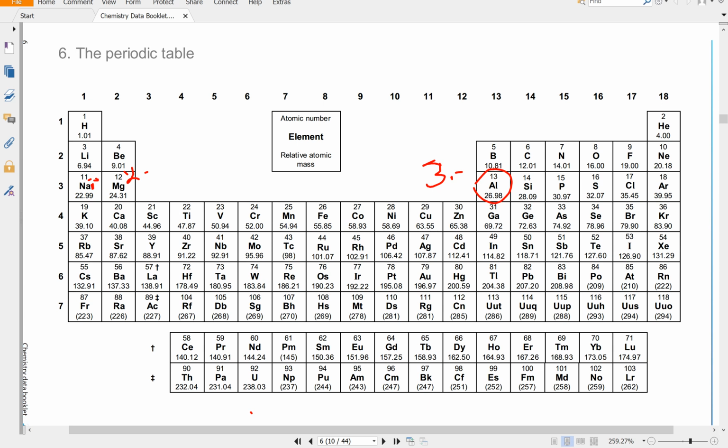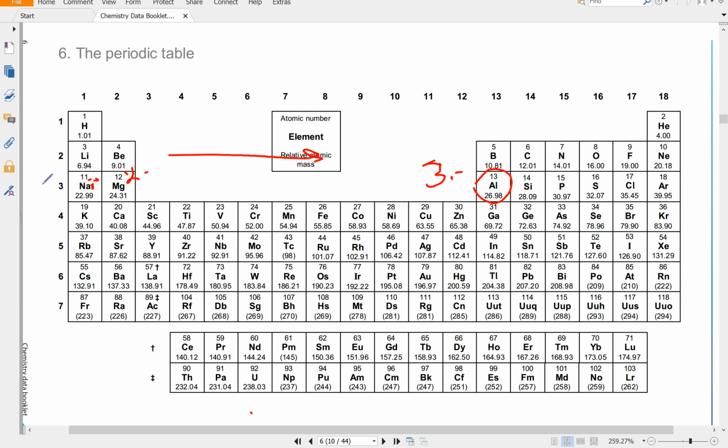Another thing that we have when we are going from the left to the right is that the radius of the cation decreases. This is another reason that tells us why aluminium has a higher melting point than magnesium, and magnesium higher than sodium, because their size becomes smaller.